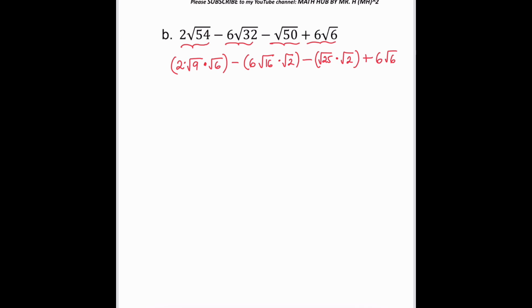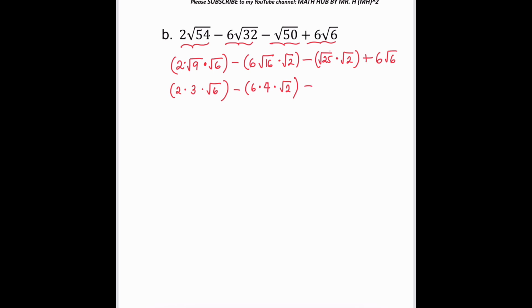2 times square root of 9 times square root of 6. Square root of 6 is already simplified, so we just leave it like that, the same as the last term. But square root of 9 can be simplified; the square root of 9 is 3. So basically here it is going to be 2 times 3 times square root of 6. Then minus, we copy 6, times square root of 16, which is 4, times square root of 2. That's already simplified, so we just leave it like that.